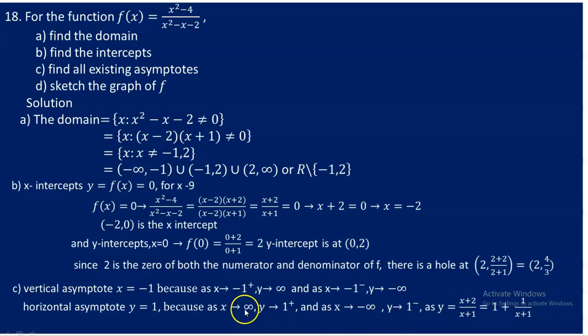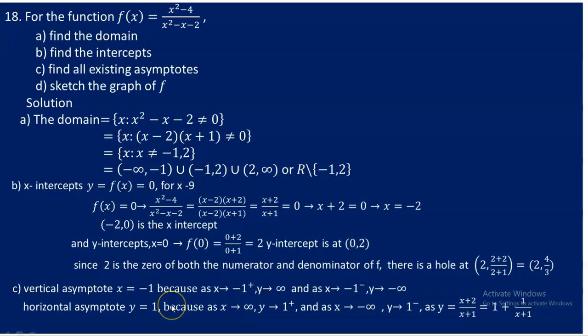As you have a large number in place of x, this will be a small number. Even if it's a small positive number, it will be added to 1. That's why we have 1 from above. But as you move to negative infinity, this is going to be a negative number, because negative infinity plus 1 is negative. Even if it's a small number, it will be deducted from 1 because it's negative. So it will be approaching 1 from below.